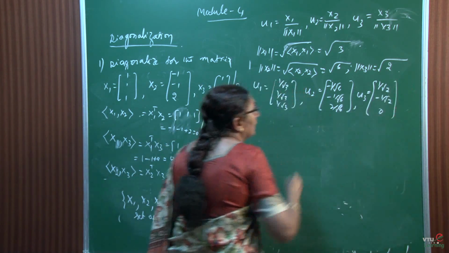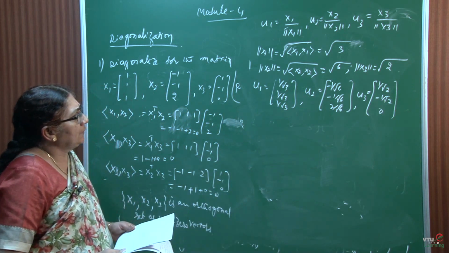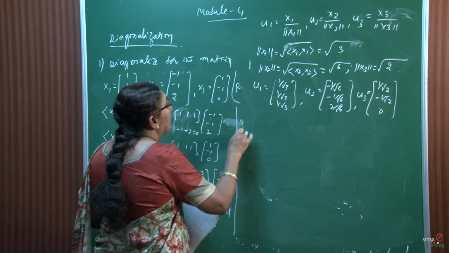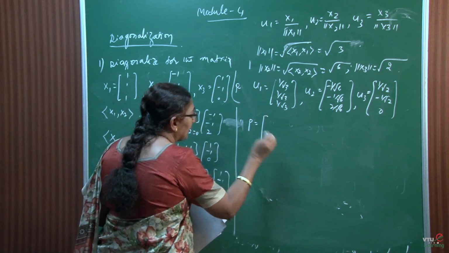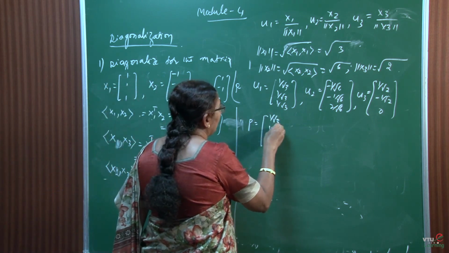Okay, fine. These are the values for u1, u2, u3. From that, I make P. What is P? u1 is the first column, u2 is the second column, like that. 1 by root 3, 1 by root 3, 1 by root 3.